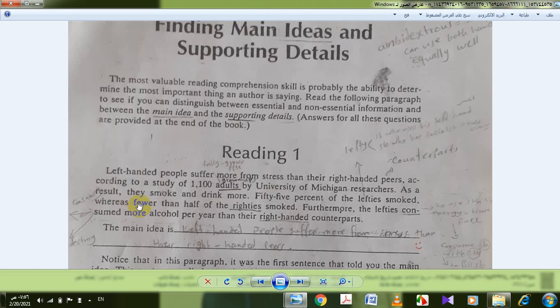Okay, as a result, they smoke and drink more. 55% of the lefties. Lefties, what is the meaning of lefty? Lefty, somebody who uses his left hand, and righty, somebody who uses his right hand. But we have another meaning actually of lefty, somebody who has socialist views. إنسان يساري. Okay, somebody who has socialist views, lefty. Of lefties smoked, whereas fewer than half of the righties smoked. Furthermore, the lefties consumed more alcohol per year than their right-handed counterparts.